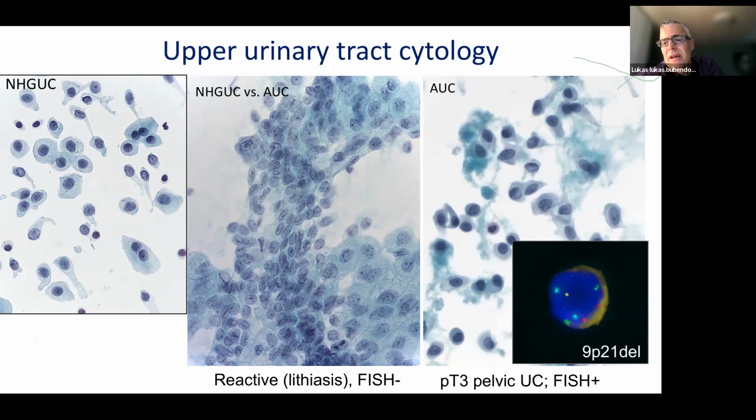And FISH showed that the 3 chromosomes were normal, but the 9p21 locus in gold had lost 1 copy in all of the cells. So it was a clonal proliferation, it was neoplastic, it was heterozygous, but it was clearly neoplastic. And it turned out to be a muscle-invasive pelvic urothelial carcinoma.